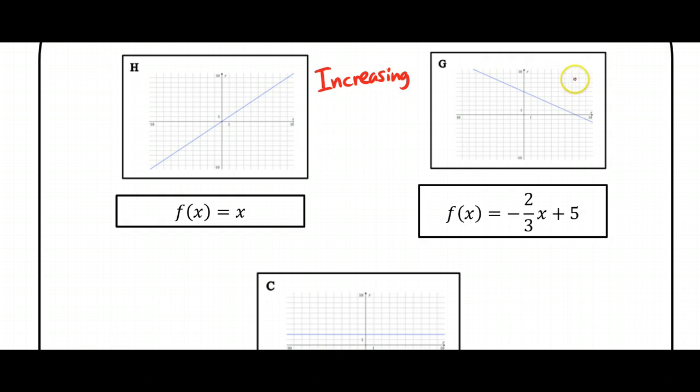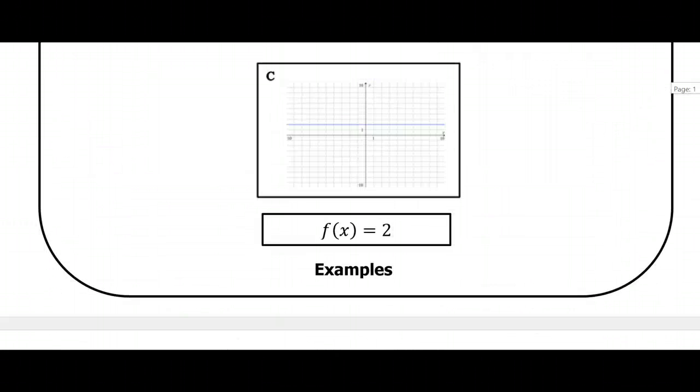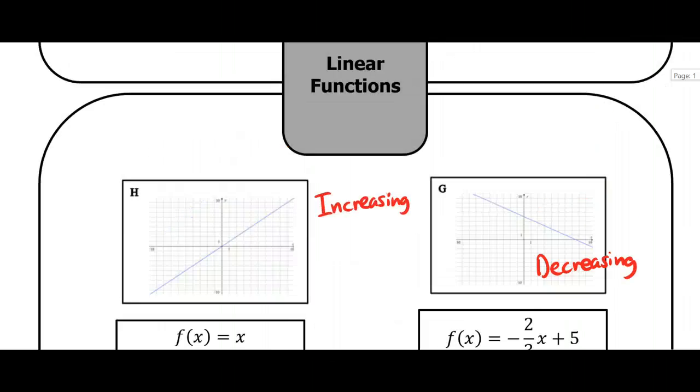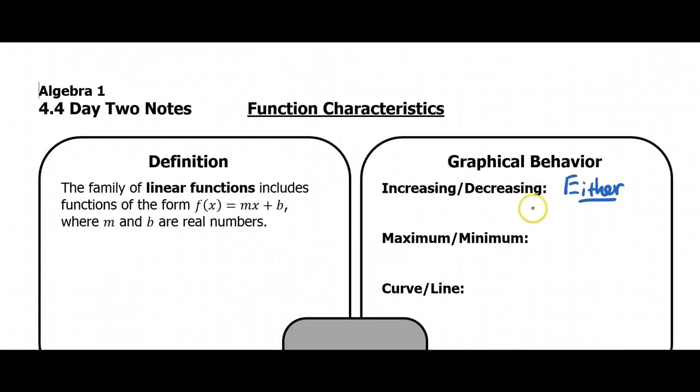Graph G, on the other hand, as you move from left to right, y is decreasing. You can imagine this as being a downhill graph. So we call this a decreasing graph. The one exception to that rule for lines would be horizontal lines, because horizontal lines are neither increasing nor decreasing. So with the exception of horizontal lines, all lines are either increasing or decreasing. You may want to make a note that horizontal lines do neither.